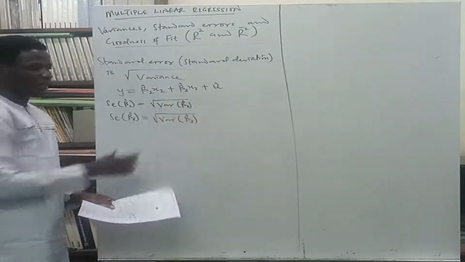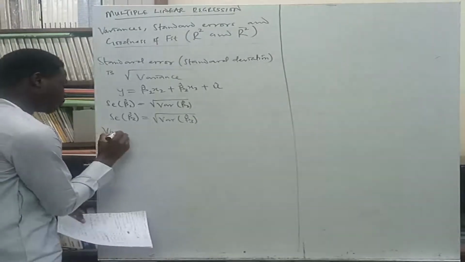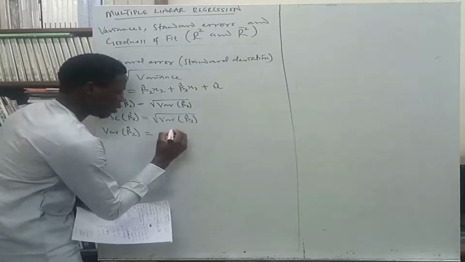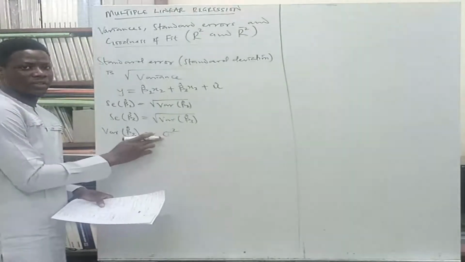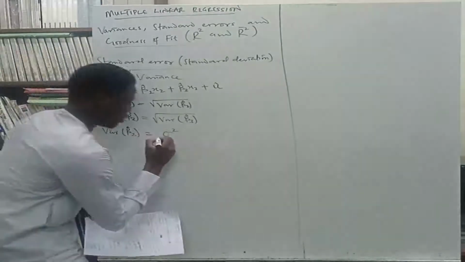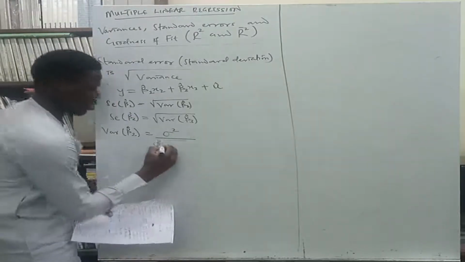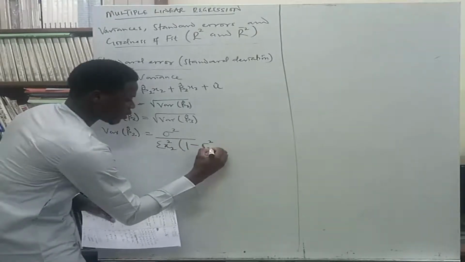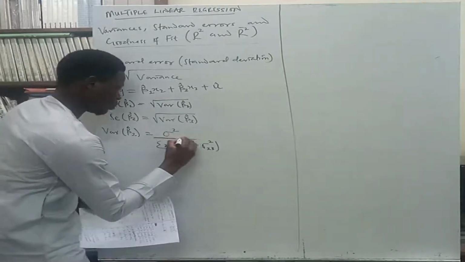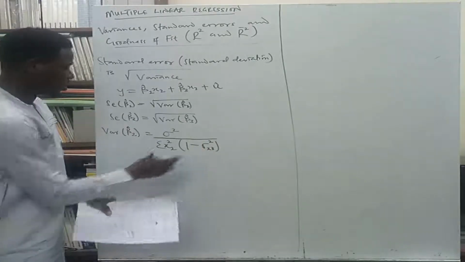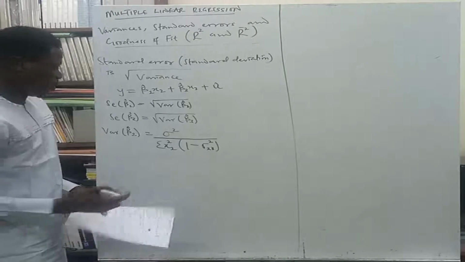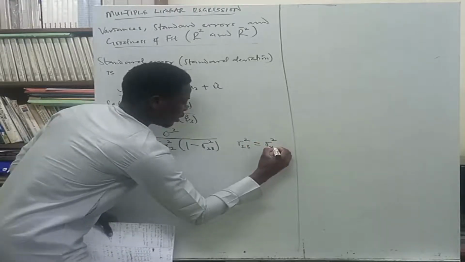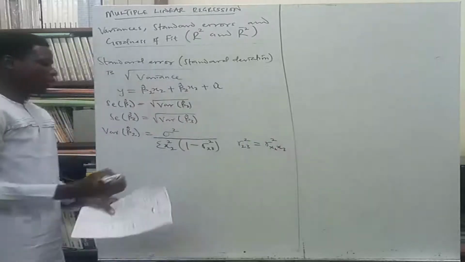But how do we derive the variances of beta 2 and beta 3? The variance of beta 2 is equal to the variance of the residual term, or the variance of the error term, divided by the summation of x2 squared times 1 minus r squared. Your r here is the correlation coefficient between the second variable and the third. In this case, we can say r23 squared is the same thing as r squared x2 x3. So how do we break this down?